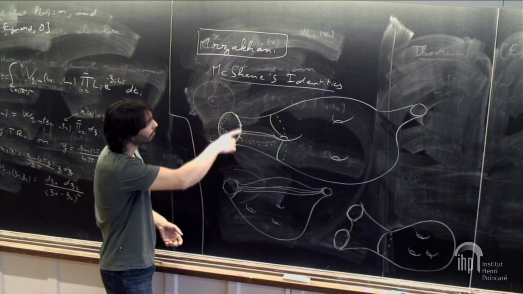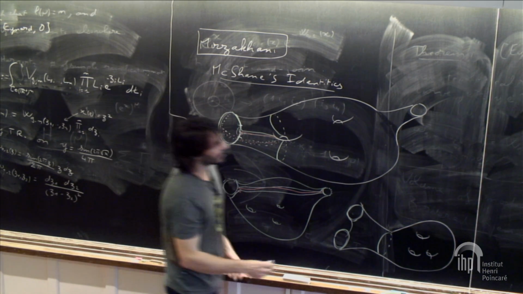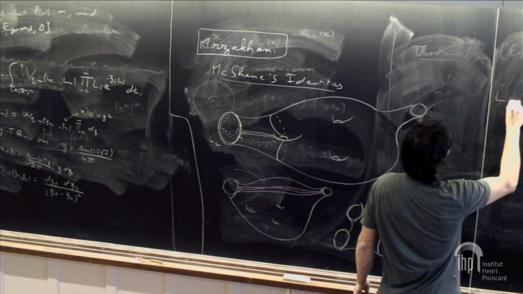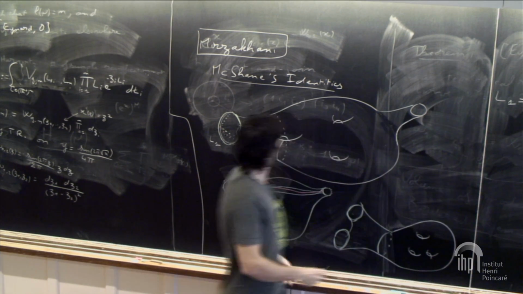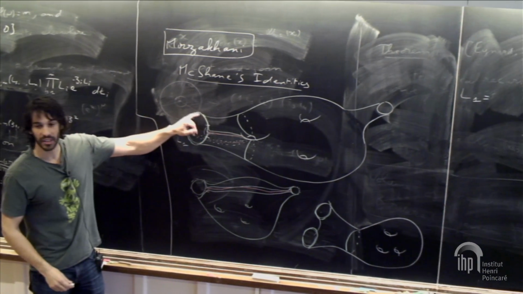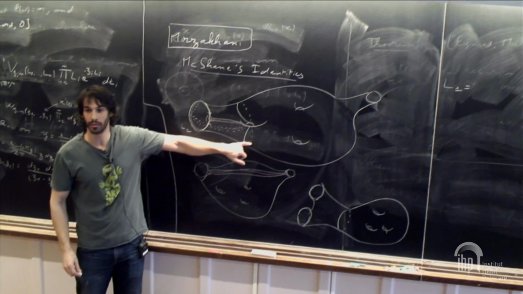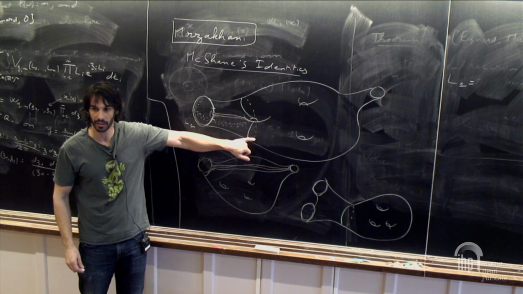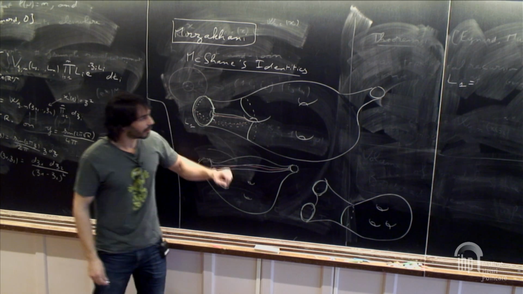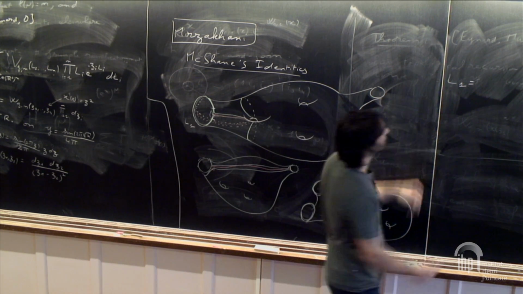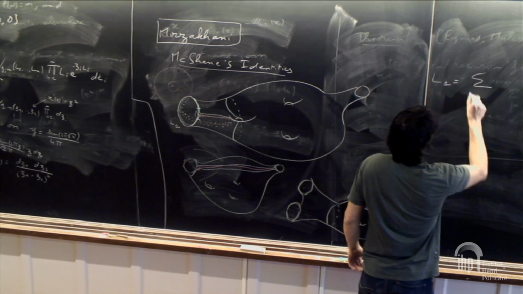Now, McShane identity is just telling you that the length of your boundary, L1, is equal to the total sum of these arcs, each arc corresponding to a pair of points embedded into your Riemann surface. So you just write L1 is equal to the sum over, sorry?